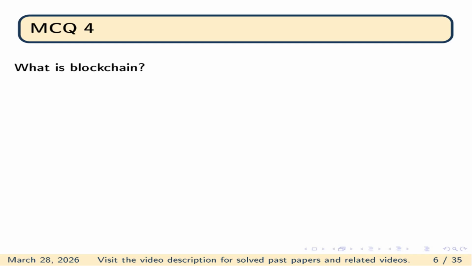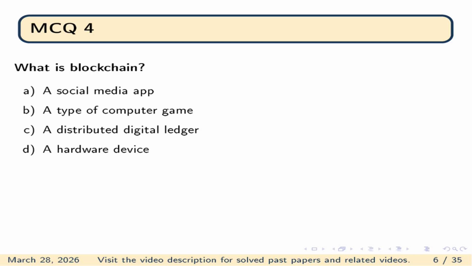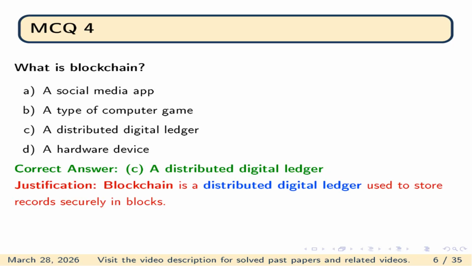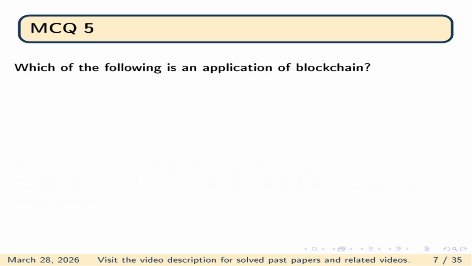Question number 4. What is a blockchain? A social media app, a type of computer game, a distributed digital ledger, a hardware device. The correct option is a distributed digital ledger, because blockchain is a distributed digital ledger used to store records securely in blocks.